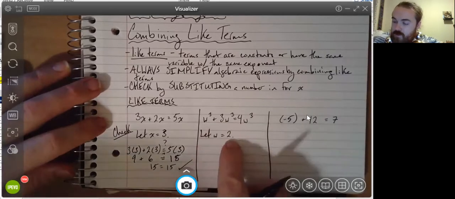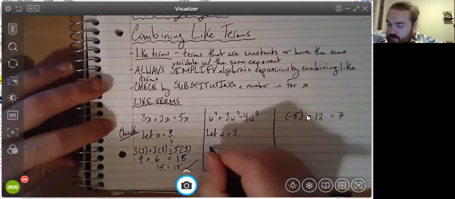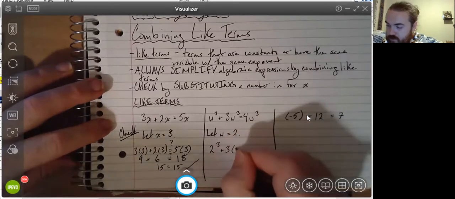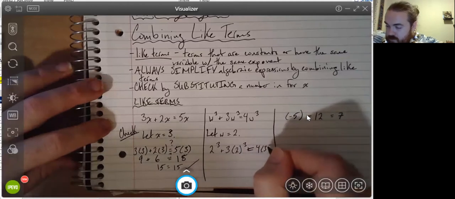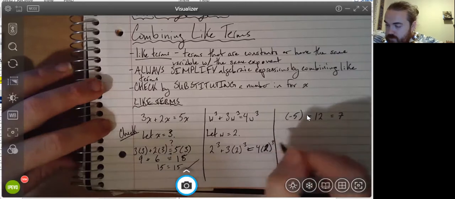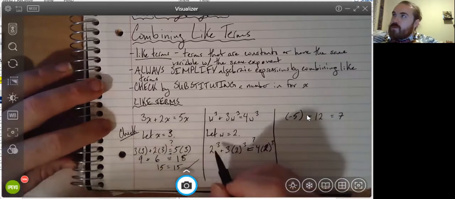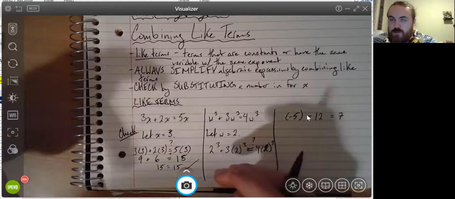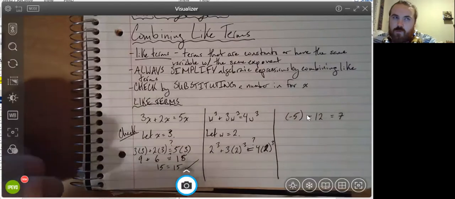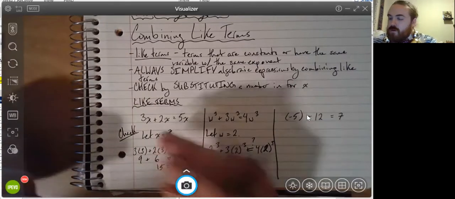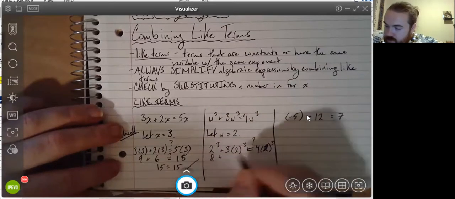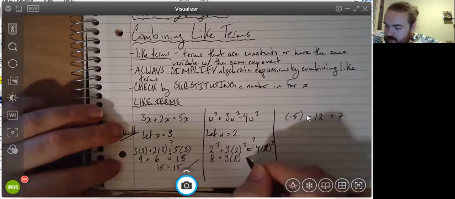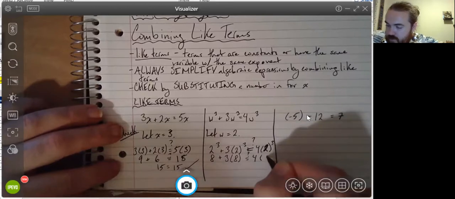Now let's check for w equals 2. In that case, we would have 2 cubed plus 3 times 2 cubed equals 4 times 2 cubed, with a little question mark. Well, 2 cubed means 2 times 2 times 2. So 2 times 2 is 4, and we multiply by 2 again. 4 times 2 is 8. 2 cubed is 8. So here I have 8 plus, let's leave the 3 there for a moment, 3 times 8 equals, with a question mark, 4 times 8.